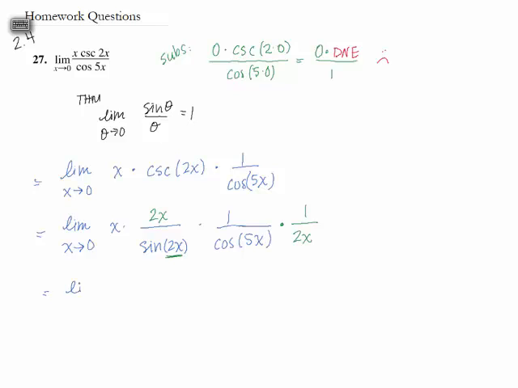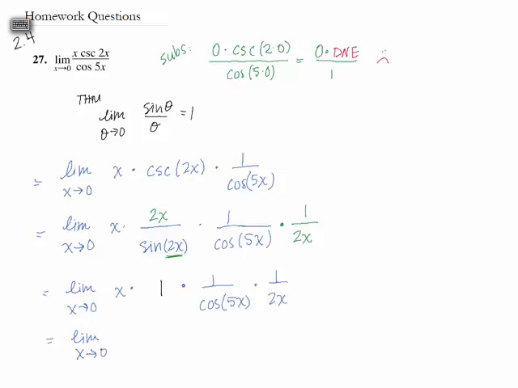What I have now, though, is the limit as x goes to 0 of x times 1 because of the theorem. All that 2x over sine 2x as x goes to 0 is 1, times 1 over the cosine of 5x times 1 over 2x. Now we can evaluate this limit with substitution. It's the limit as x goes to 0.